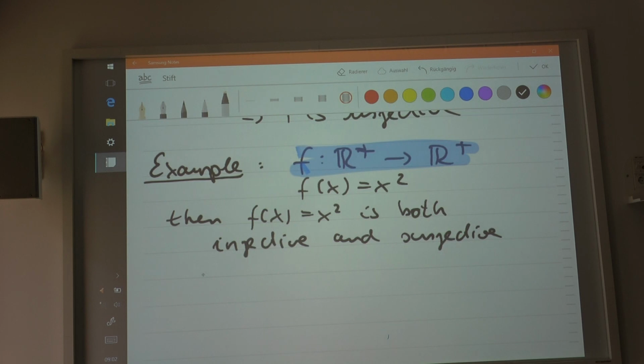So here, hence, it is bijective as well. Okay, so hence, f is bijective.